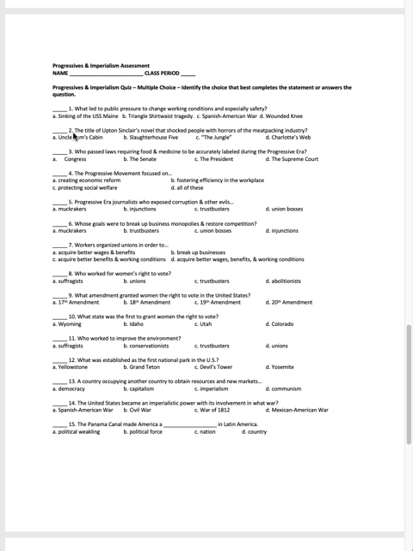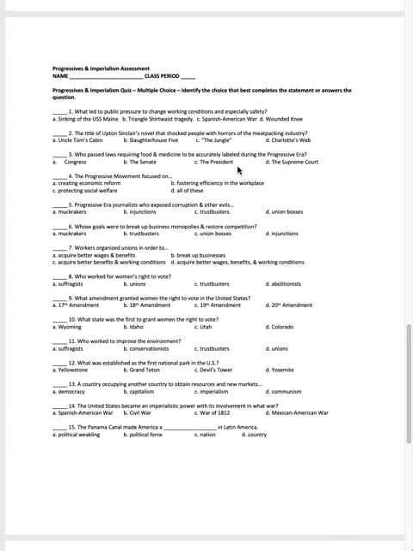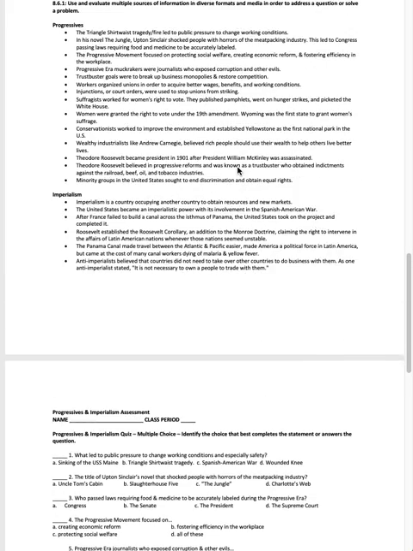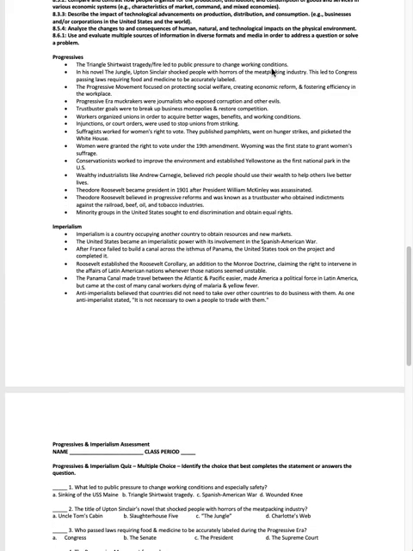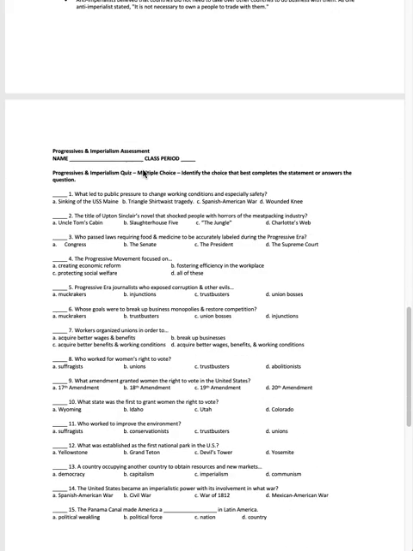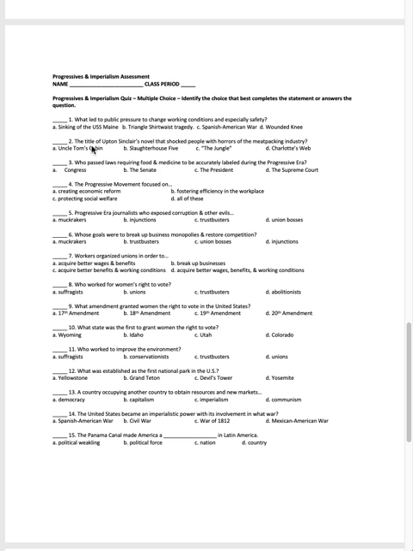Then number 2, the title of Upton Sinclair's novel that shocked people with horrors of the meatpacking industry. So we have the titles of some books here. So we'll go back up. We're looking for meatpacking industry. Here it is. Here's Upton Sinclair, and it says the novel was called The Jungle. So I go back to number 2, look for The Jungle, and that is C.